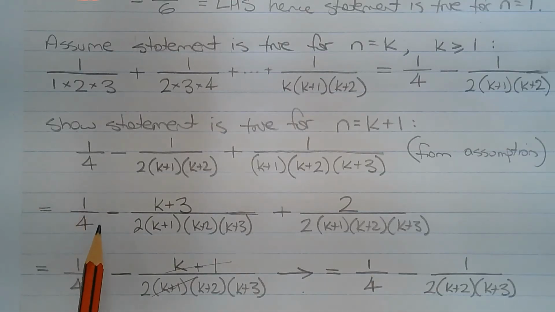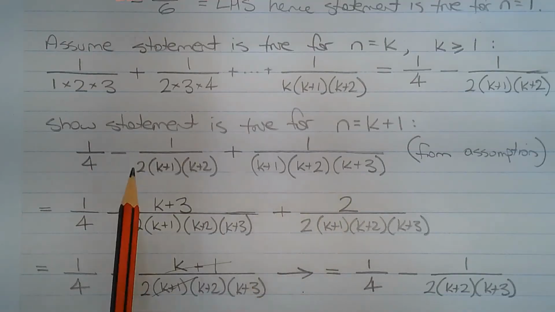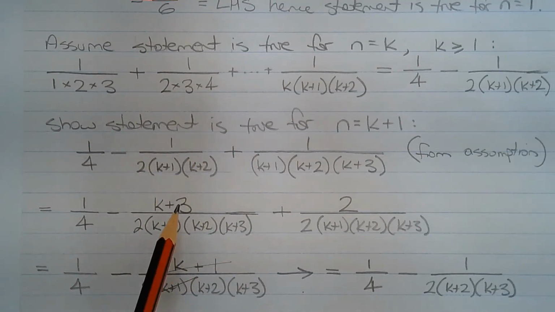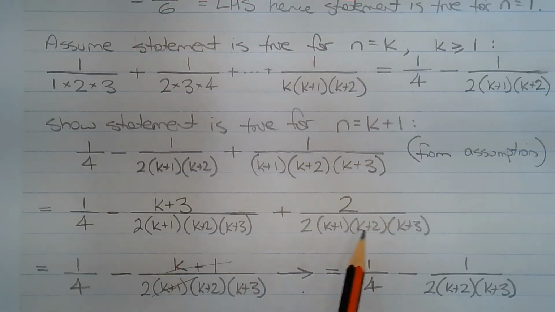And that equals 1 over 4 minus k plus 3 over 2 times k plus 1 times k plus 2 times k plus 3 plus 2 over 2 times k plus 1 times k plus 2 times k plus 3. So adding these two fractions together by finding a common denominator, so multiplying this fraction here by k plus 3 over k plus 3, hence why we have a k plus 3 here and a k plus 3 there, and multiplying this fraction by 2 over 2. So we have two fractions now with a common denominator. So now we can add the numerators together. So that equals 1 over 4 minus k plus 1 over 2 times k plus 1 times k plus 2 times k plus 3.